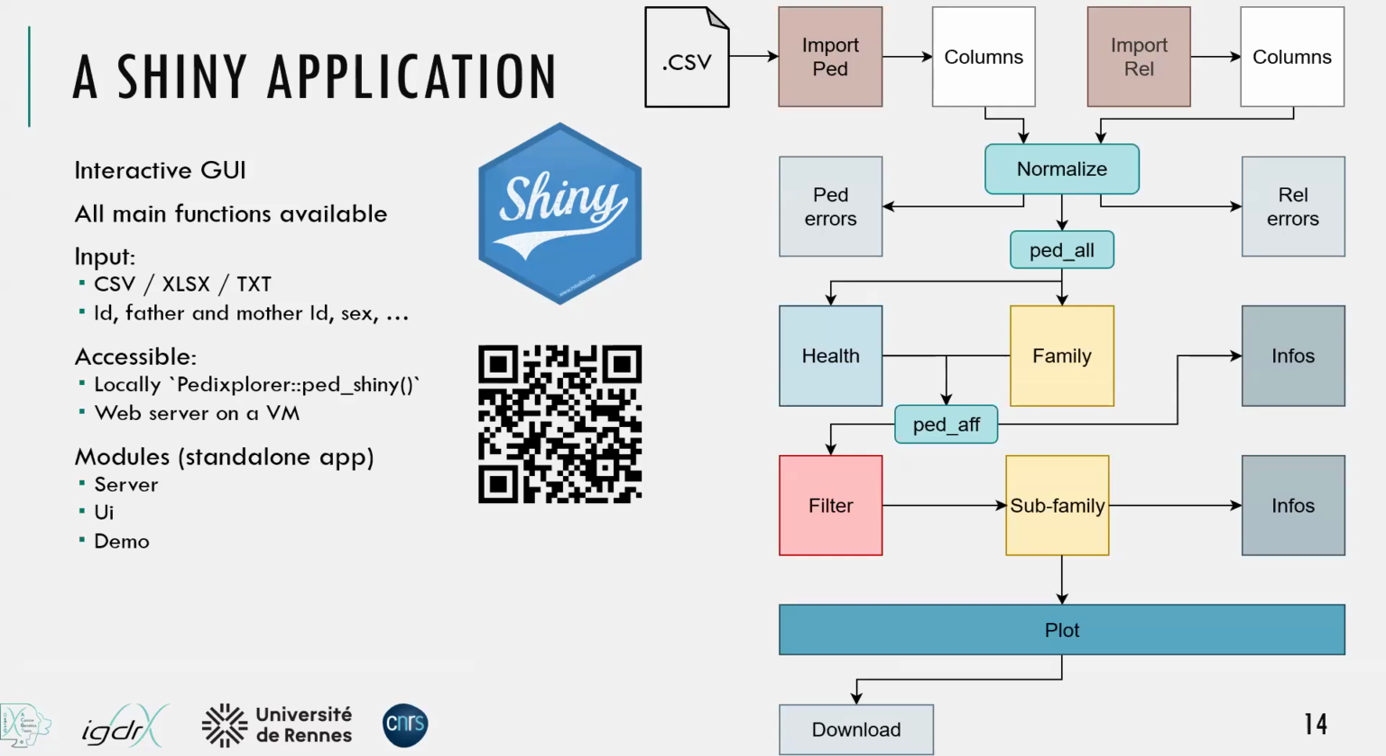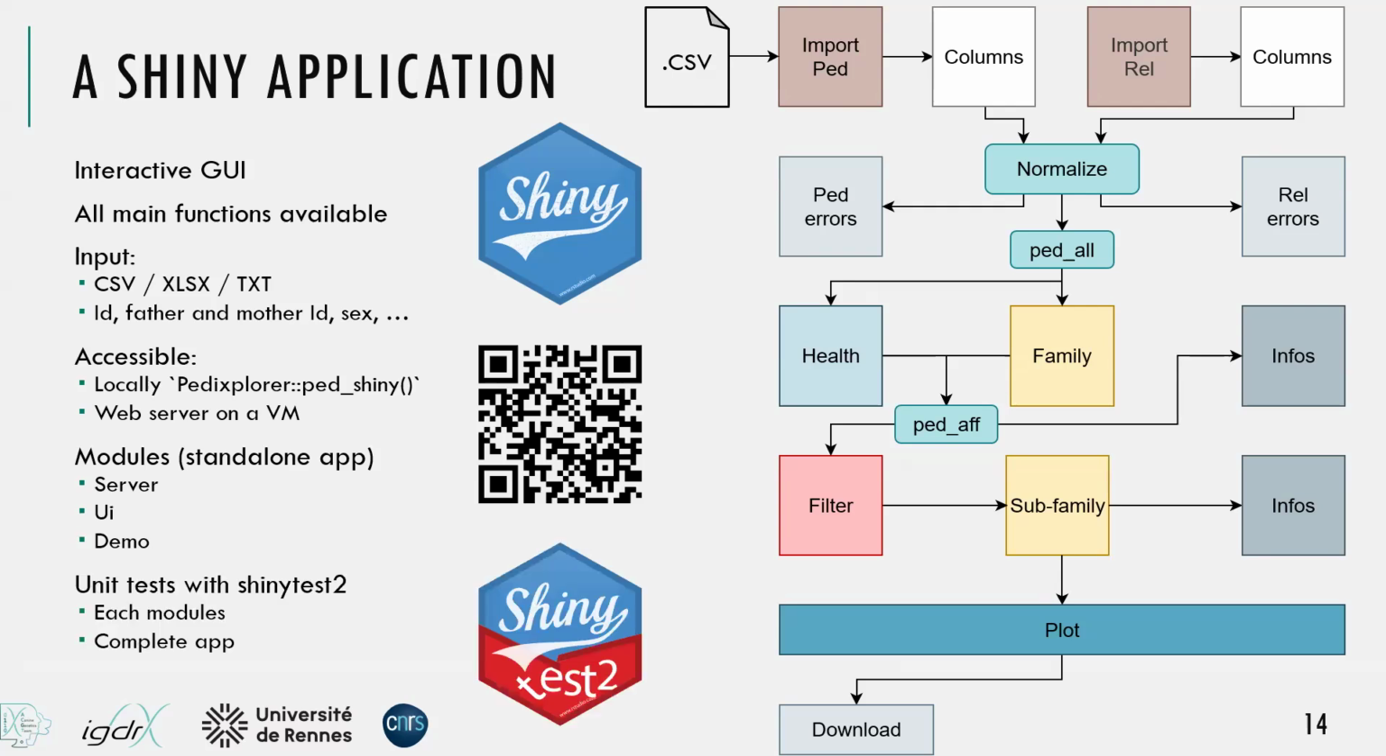As the application is quite complex, I decided to work with Shiny modules. The principle is simple. You create small standalone apps dedicated to only one task. They therefore have a server function, a user interface, and a small demo, and that allows to unit test all of them separately to ensure the reliability of each step before testing the whole app.